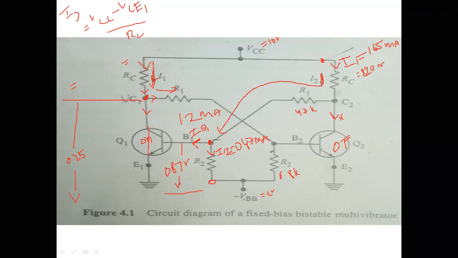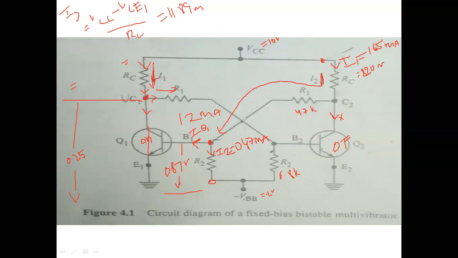If you substitute these values, you are going to get this current as I3. I3 is 11.89 milliamperes.